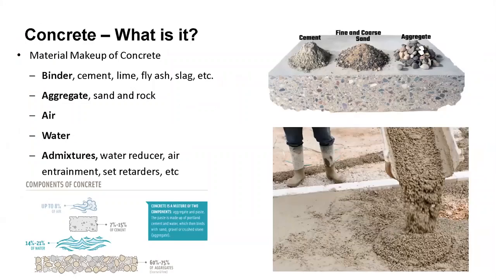All right, so let's talk about concrete. What is it? It's not just cement. It's a binder, which is cement and lots of other possible things like lime, fly ash, slag. We also use rocks, aggregates, sand and larger rock. It has some amount of air. It's water, of course. And then a whole bunch of other stuff that we call admixtures, which are different things that trick the concrete into behaving the way we want it to behave.